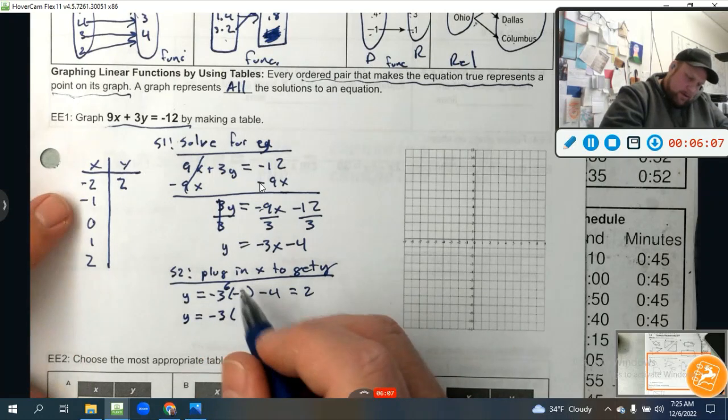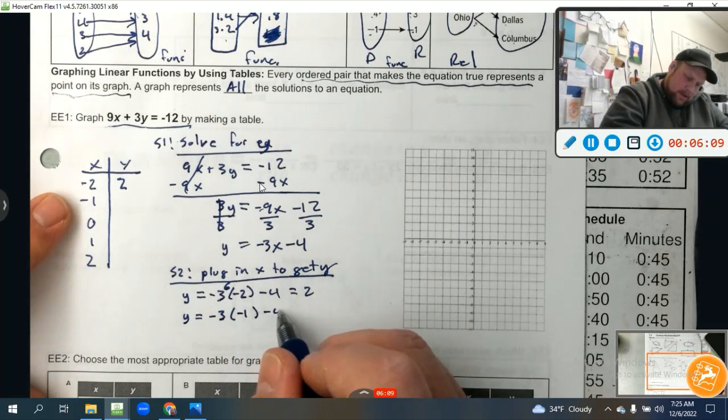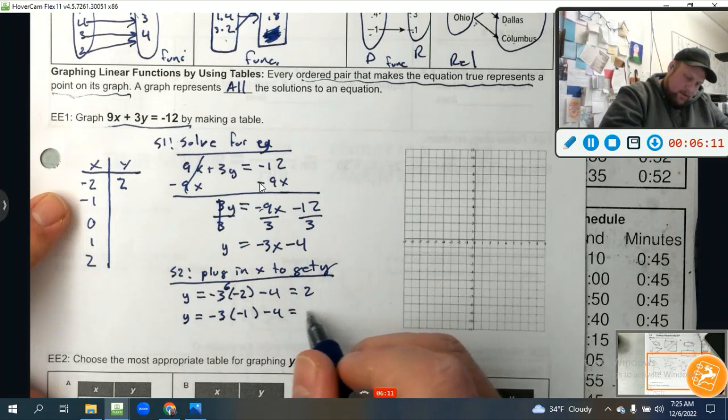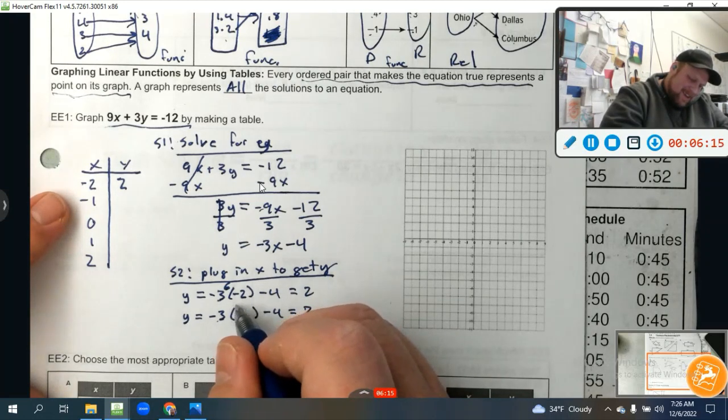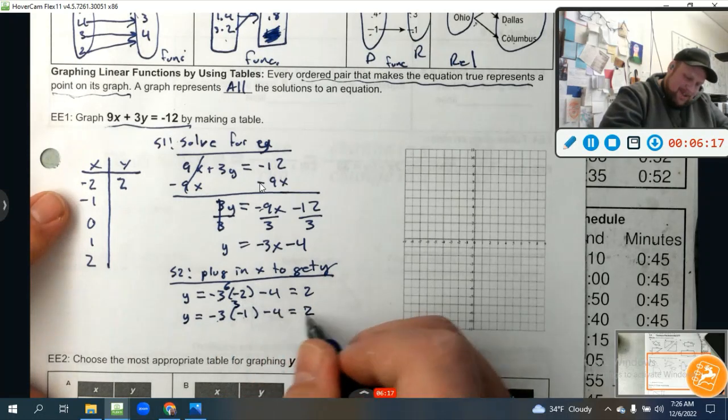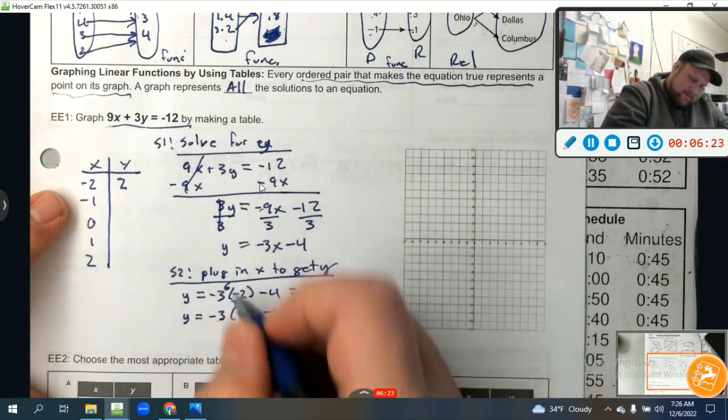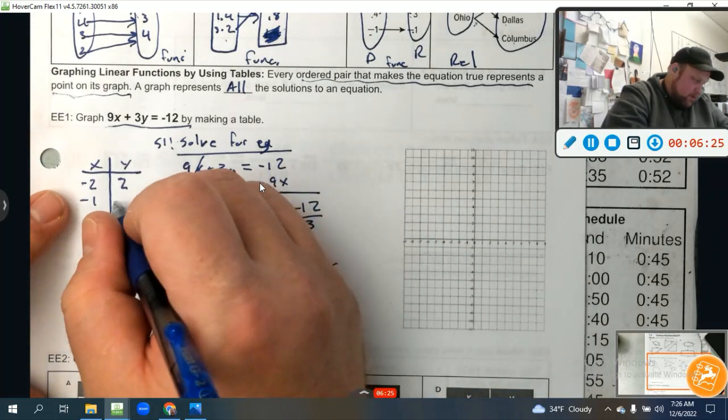This time I'm plugging in negative 1: negative 3 times negative 1 minus 4. Or I'm sorry, it doesn't equal 2. I was just copying up there. Negative 3 times negative 1 is positive 3, minus 4 is negative 1. So this is minus 1.